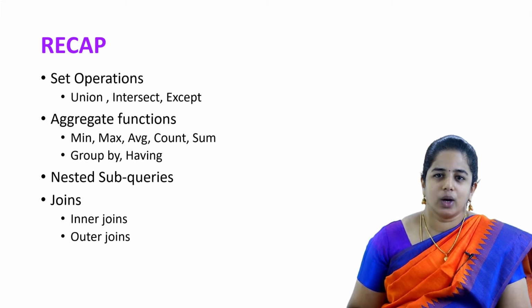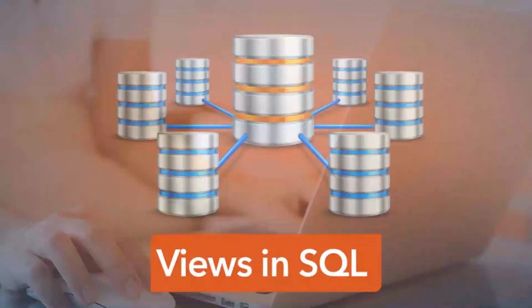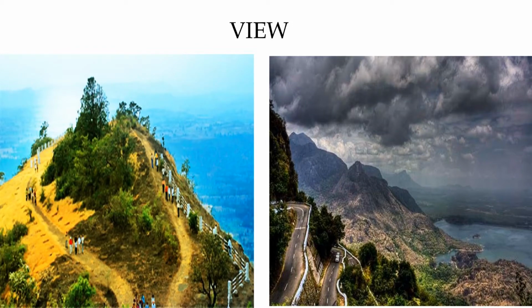So let us see what is a view. So we are going to see about views in SQL. Now I have displayed two pictures on the screen. So on seeing this picture, what you can infer? So both the pictures are a viewpoint of a geographical location.